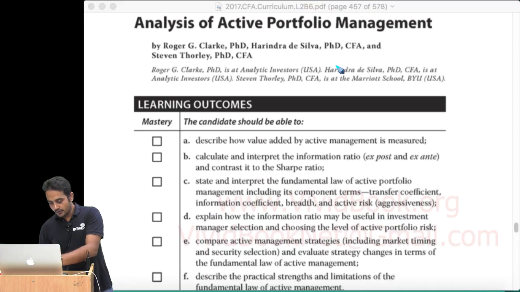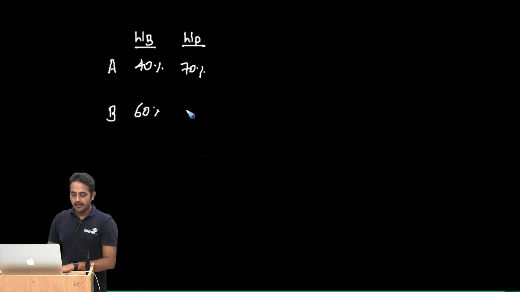So give it a shot. Let's do an example. Let us say we have just two sectors here. Weight in the benchmark is 40 and 60, and weight in the portfolio is 70 and 30. Return on the benchmark is 5 and 12. Return on the portfolio, 25 and 35.